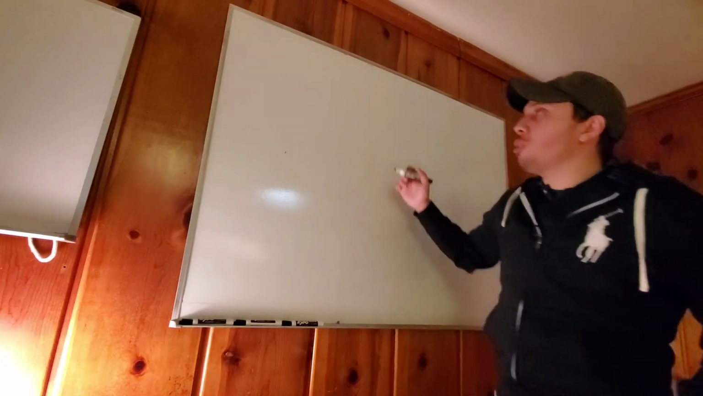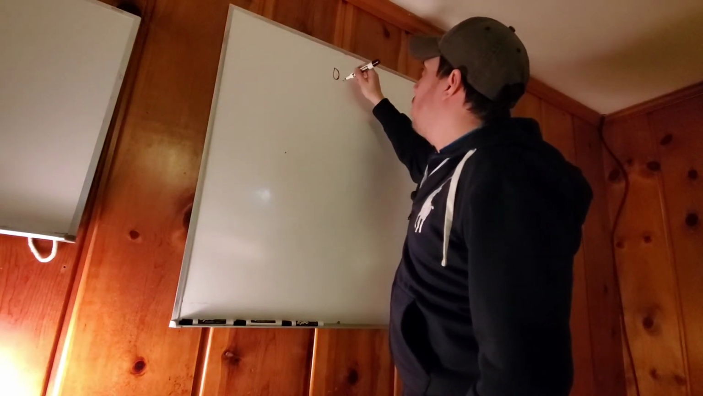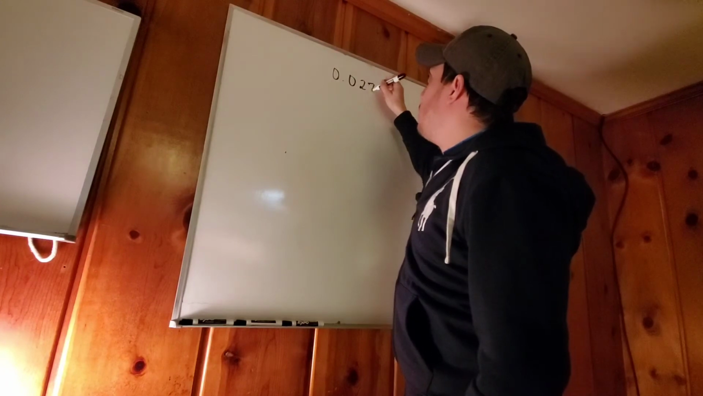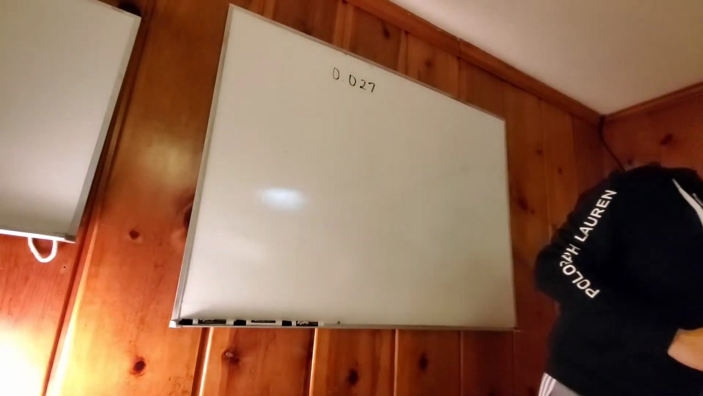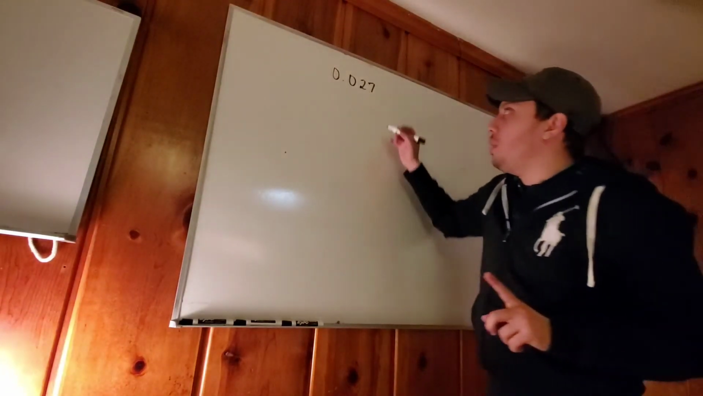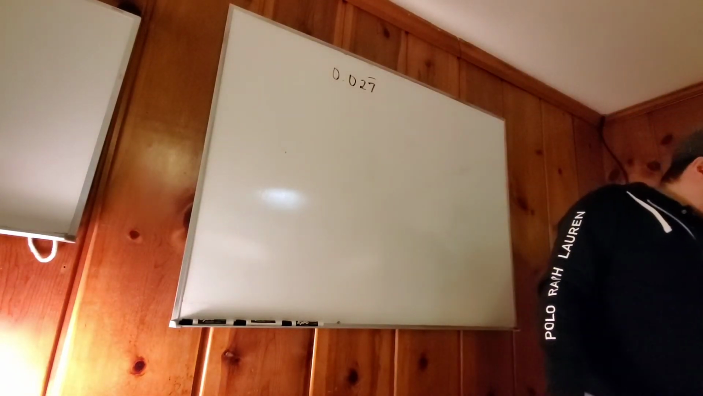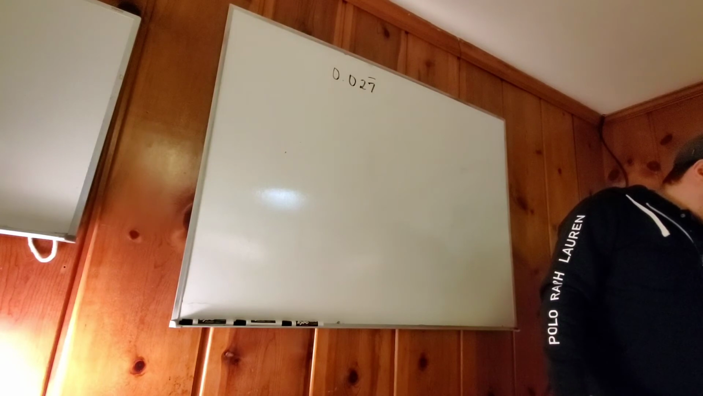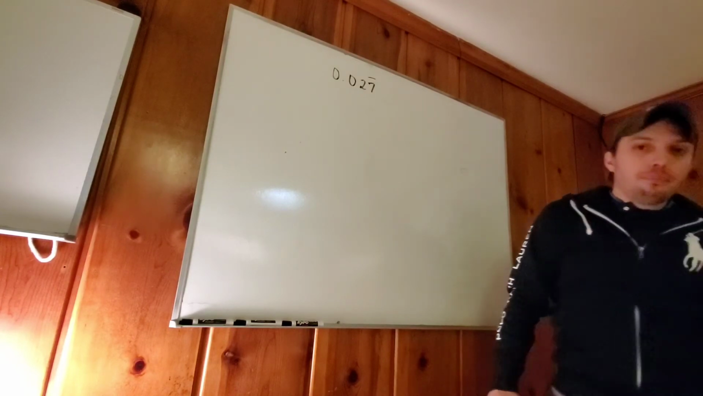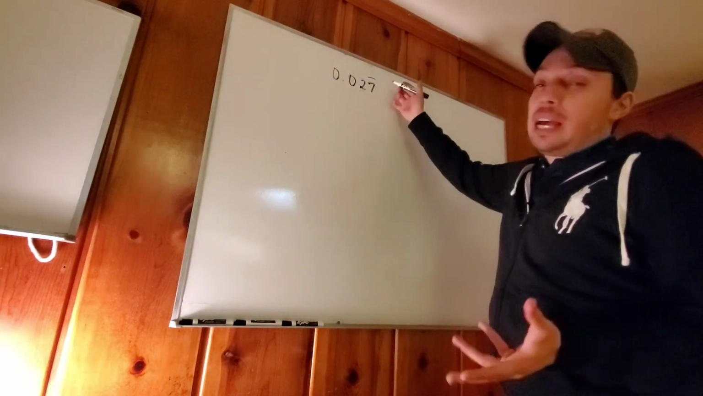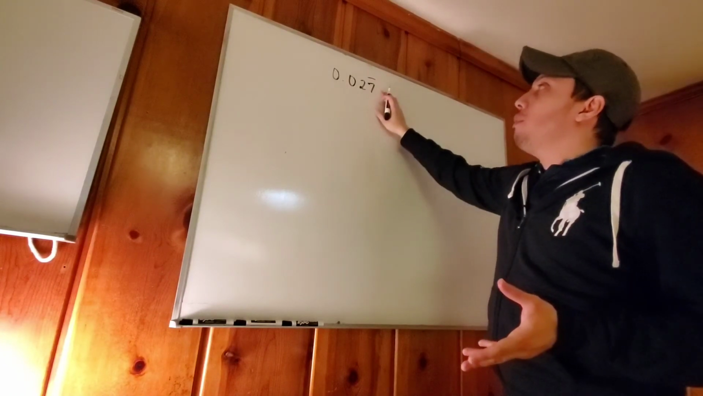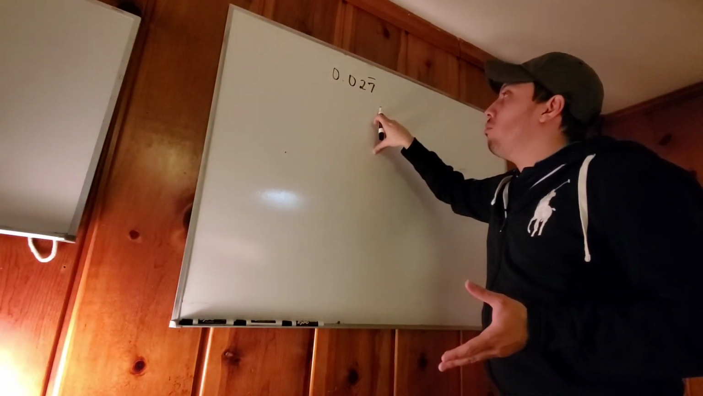you have this number, 0.027, right? And the bar is over the 7. Pay attention where the bar is. This is super important, okay? So now we're going to, again, multiply so that we cancel out or take out the 7 bar, okay?